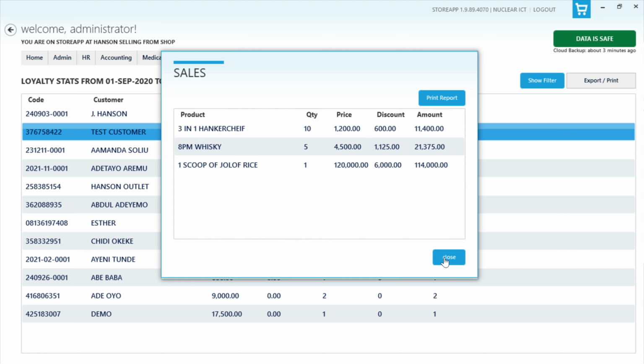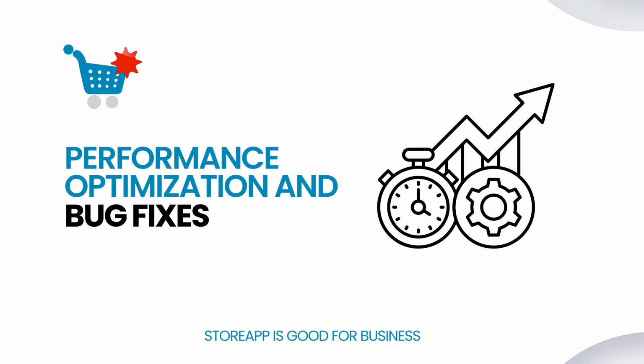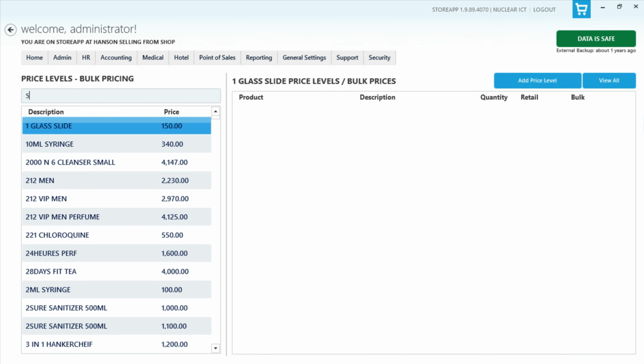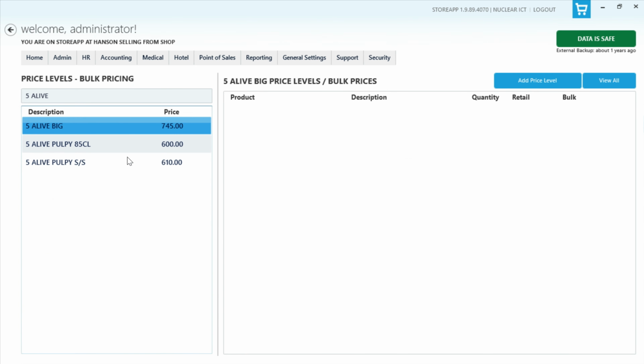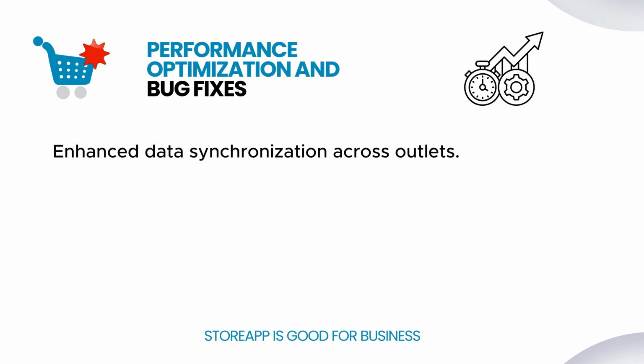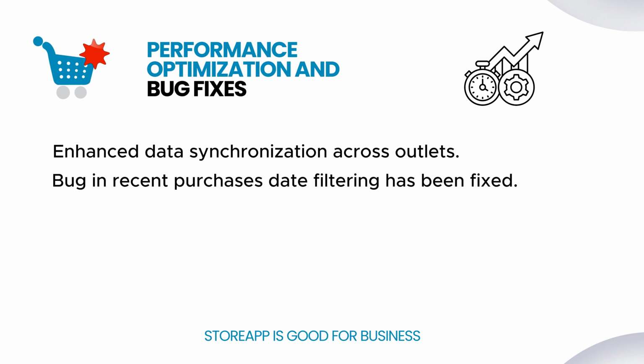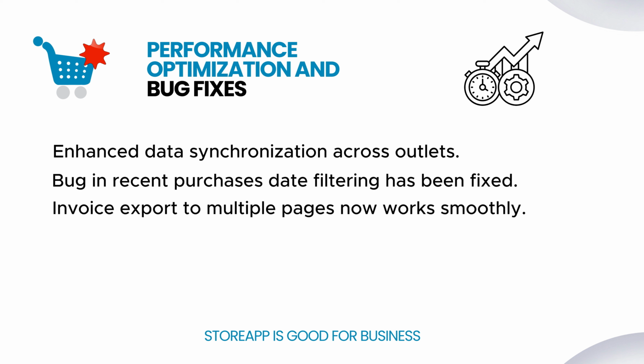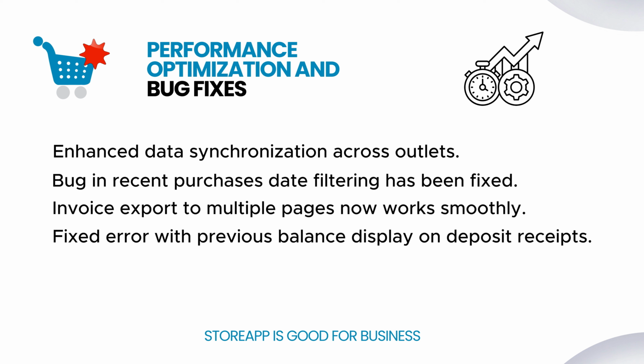Beyond these major updates, several performance optimizations and bug fixes have been implemented. The search functionality in the price level section has been improved for faster response times. Data synchronization across multiple outlets has been enhanced, ensuring that updates such as price changes are transmitted more efficiently. An issue where recent purchases failed to display correctly when filtering by date has been resolved, and exporting invoices to multiple pages now functions more smoothly. Additionally, an error affecting the display of previous balances on receipts when processing customer deposits has been fixed, ensuring accurate balance reflections.